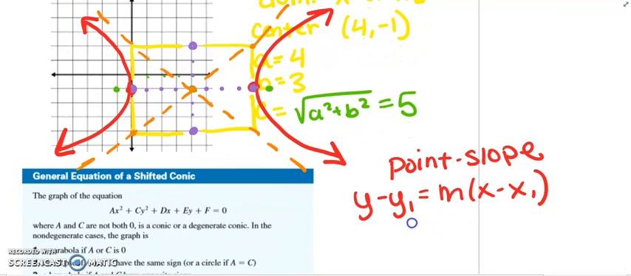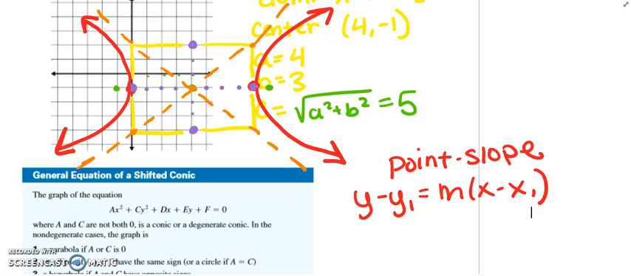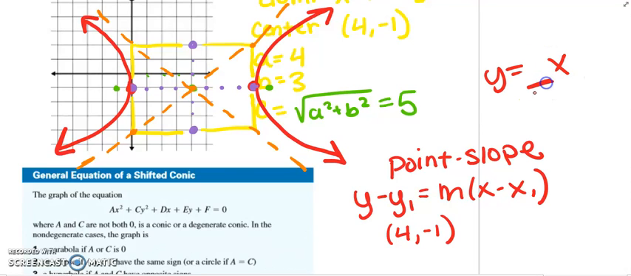Now we're going to do that with our slope and with our point. Our point is going to be our center. Our slope is going to be what would have been the slope on our original one. If this was centered at the origin, what we would put in front of x from yesterday? B over a. So our slope is going to be b over a, which is what?